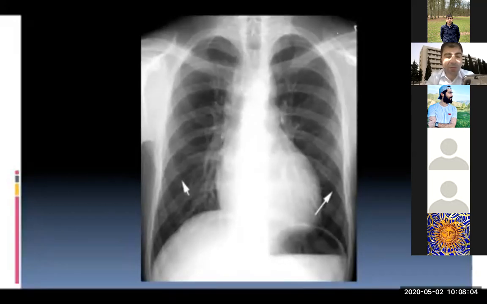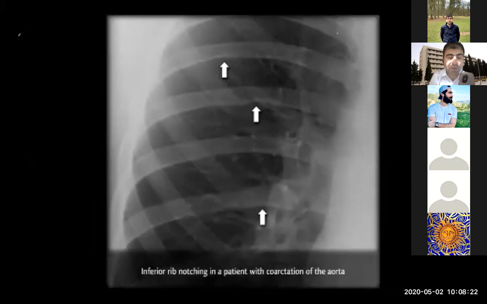We must not miss this notching. For example, there is notching on these ribs. So these are rib notching. We have many differential diagnoses, for example, coarctation of the aorta and neurofibromatosis. This is also annotating the rib notching in coarctation of the aorta.